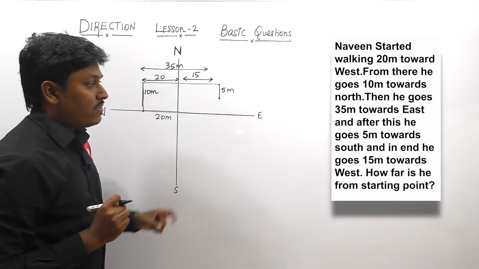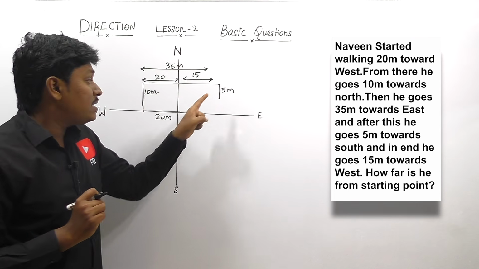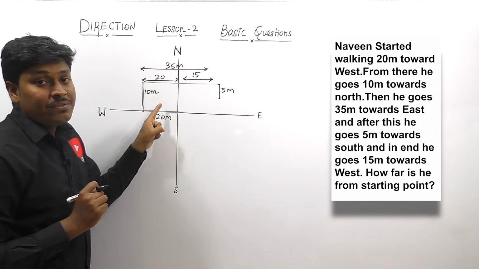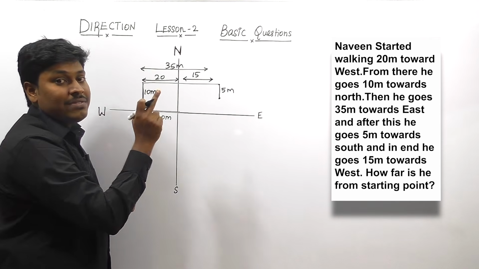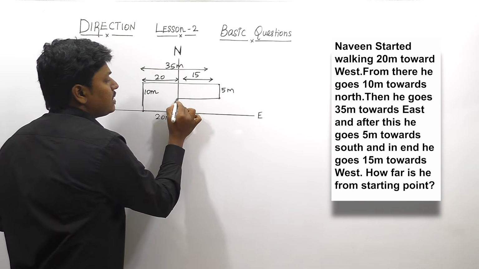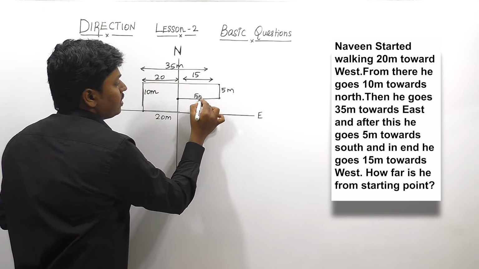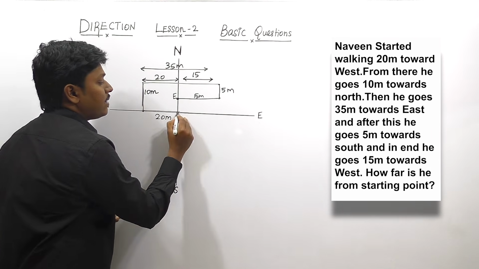Okay friends, next point. And then he goes 15 meters towards west. So friends, from this point he is traveling 15 meters towards west. The western side will be this side and he is traveling 15 meters. So this is also 15, so we can surely say that he will be at this point. So this will also be 15. Both the lines should be the same. I think this is the ending point and this is the starting point.